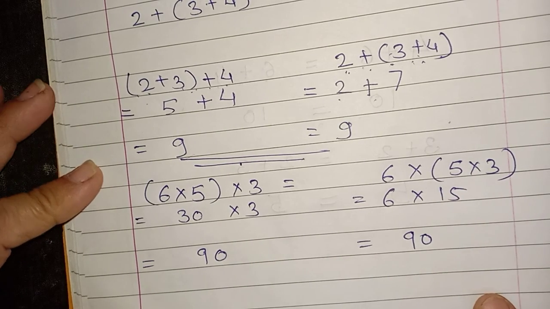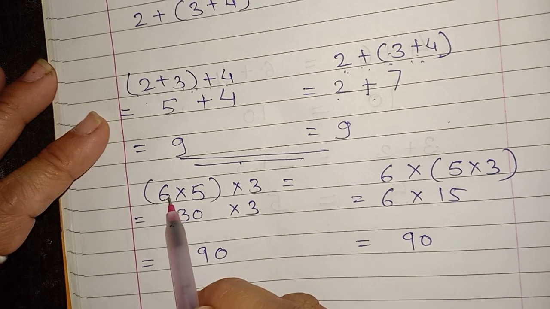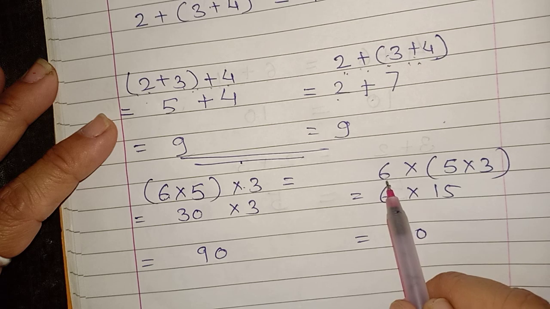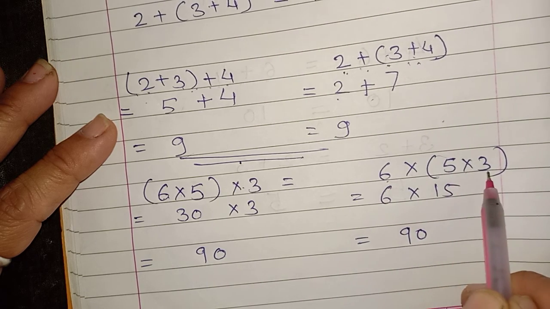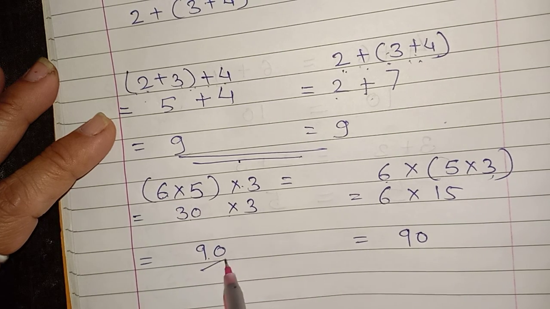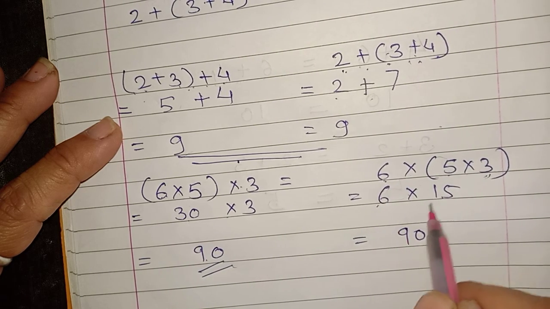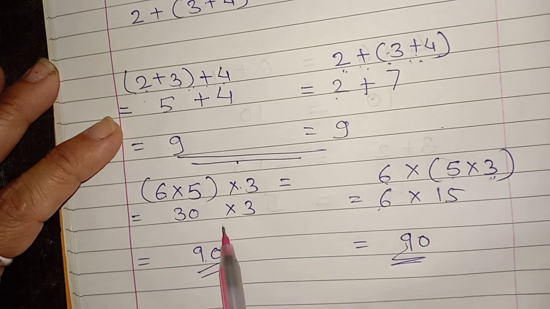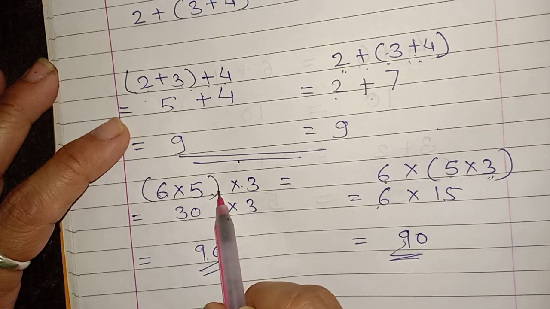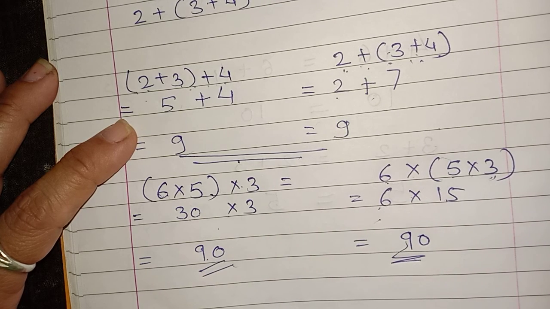Now let's check the associative property for multiplication. Here I have written (6 into 5) into 3. In another equation I have taken 6 into (5 into 3). Now let's solve: 6 into 5 is 30, into 3 gives the answer 90. 6 as it is into 5 into 3 is 15, and 6 into 15 is 90. So even if we change the order of multiplication or the brackets, multiplication is associative.